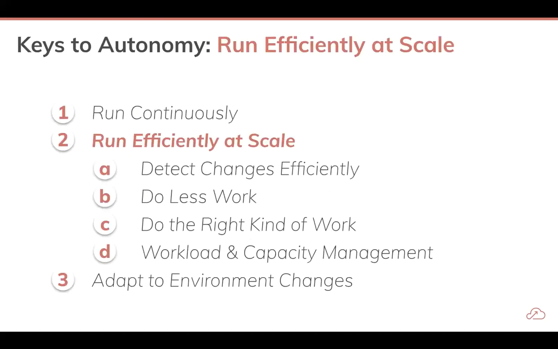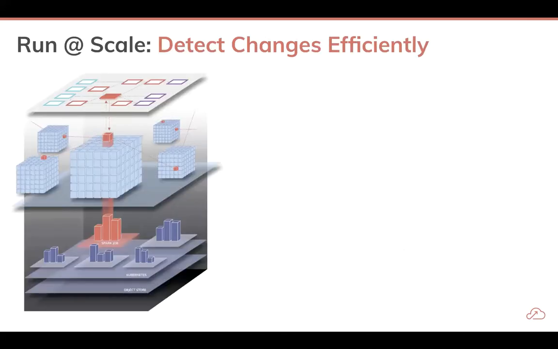So diving into these, the 4 areas that are really interesting to running efficiently at scale is, well, first, you have to detect changes efficiently. Second part is you need to do less work. You want to be really smart about the work that you do actually send down to the systems. Third is you want to do the right kind of work. And fourth is making sure that you're intelligently managing both the workload and the capacity, and that those are pretty tightly mapped together.